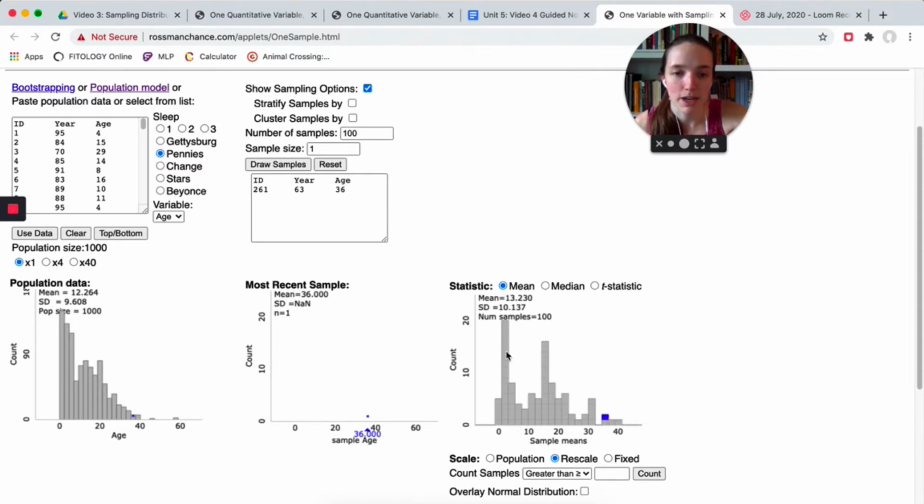So each of these boxes represents one of these samples of size 1. You can see most of the time the sample of size 1 had a penny that was, what, 2 years old? Yeah, 2 or 3. You can click through them if you want. A couple times you got a sample that had 1 penny that was very old, but mostly it was around 2 or 3 years old.